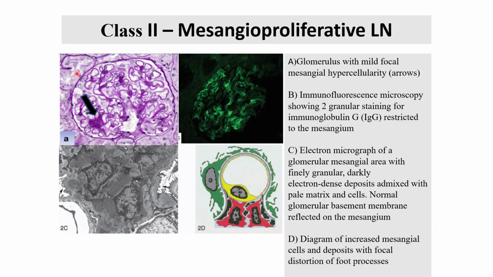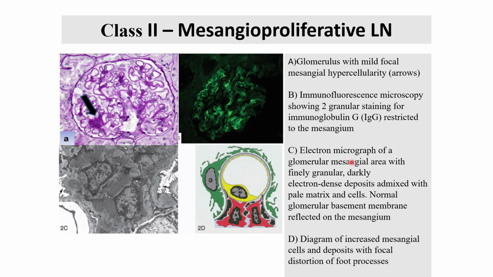4 or more cells. On the immunofluorescence, we see granular staining for IgG, restricted to the mesangium. This is the mesangium.